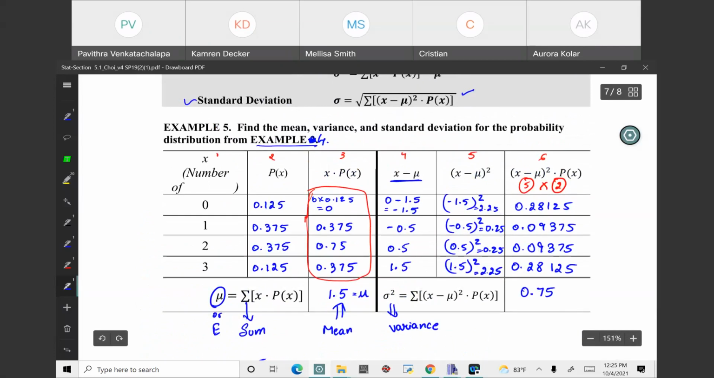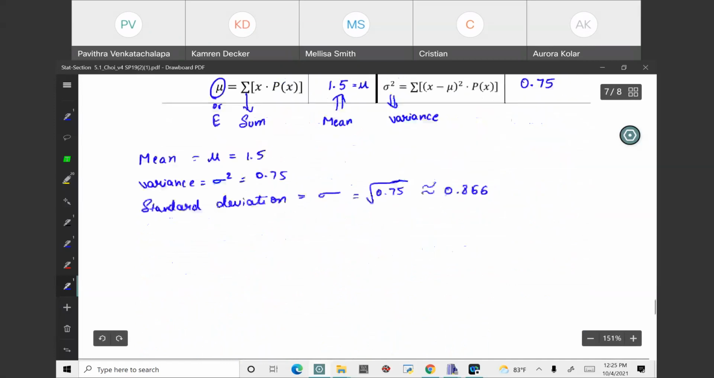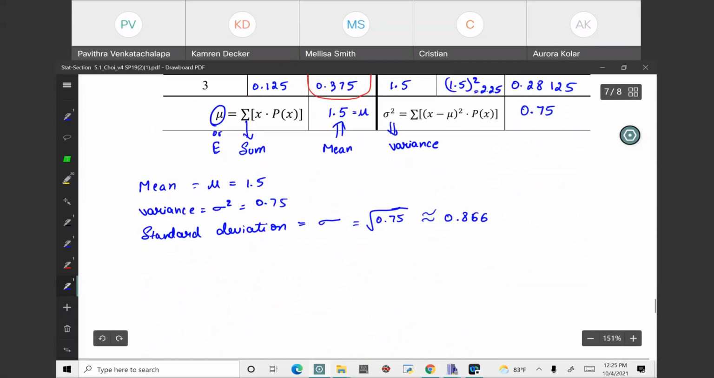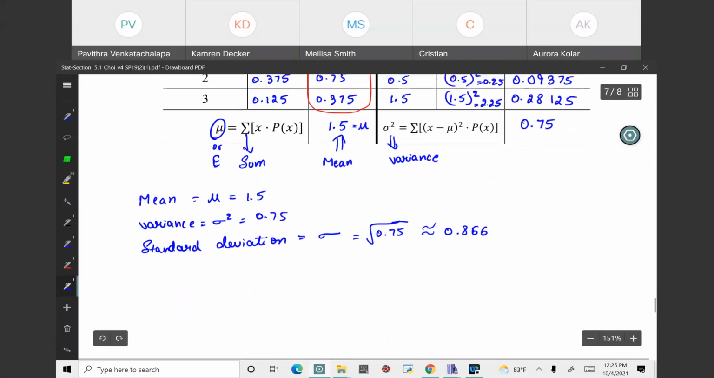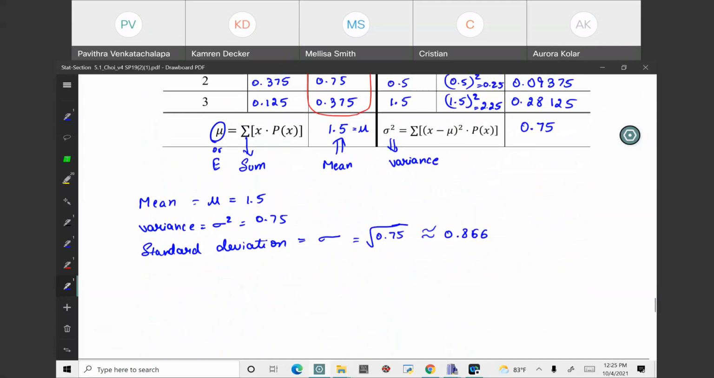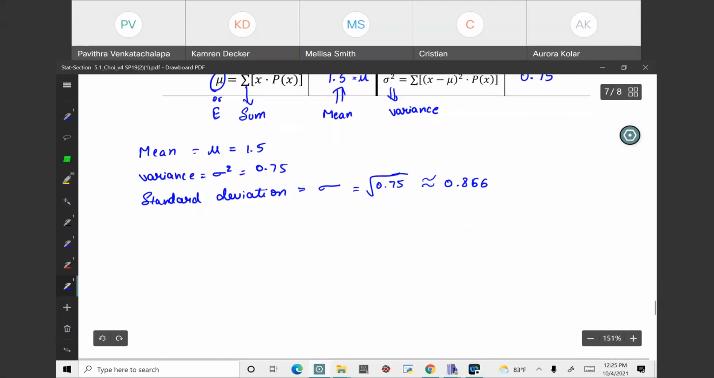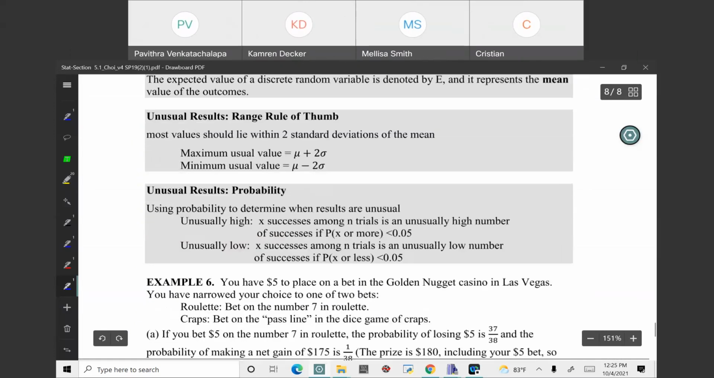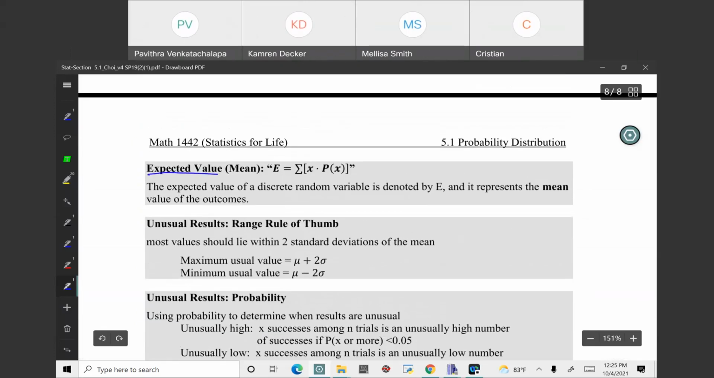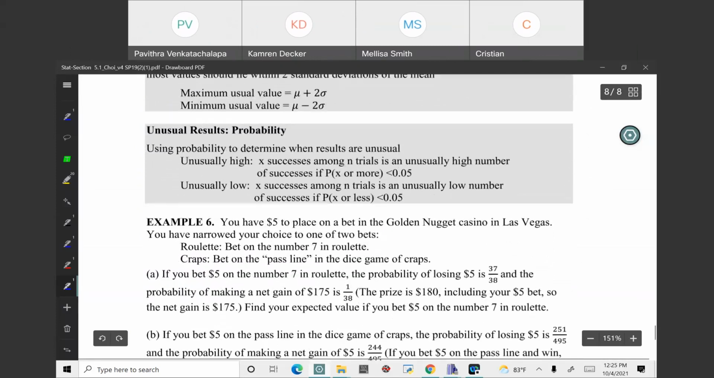You just have to know how to construct this table and you will be done. I guess you can also do this using a calculator, but I'm not sure how. You also have videos in the Blackboard, so you can take a look at that. Now, expected value is nothing but the mean which we already studied. It is also represented by E.